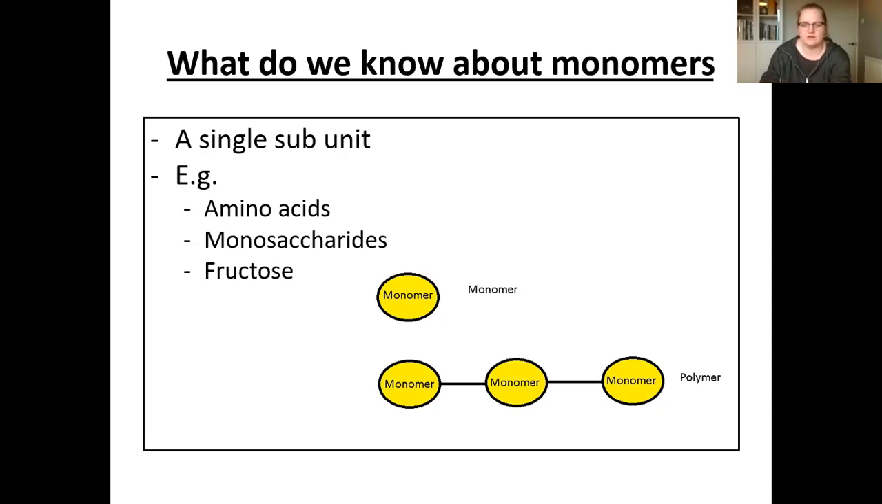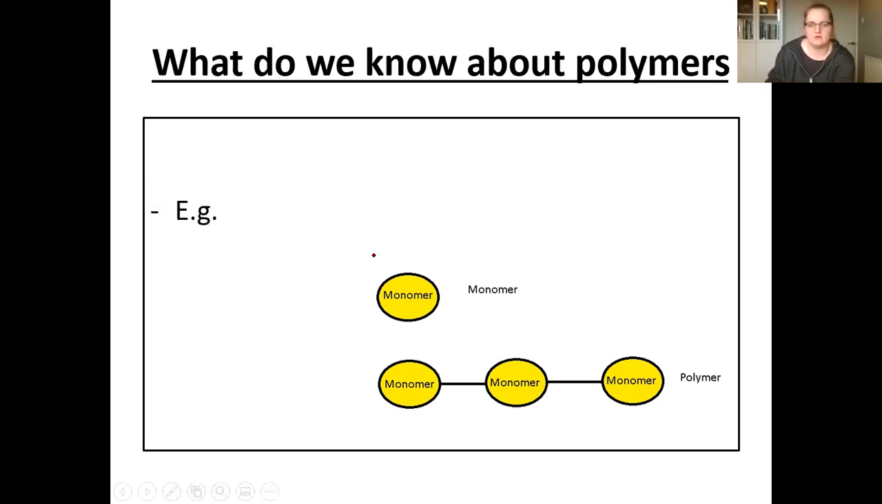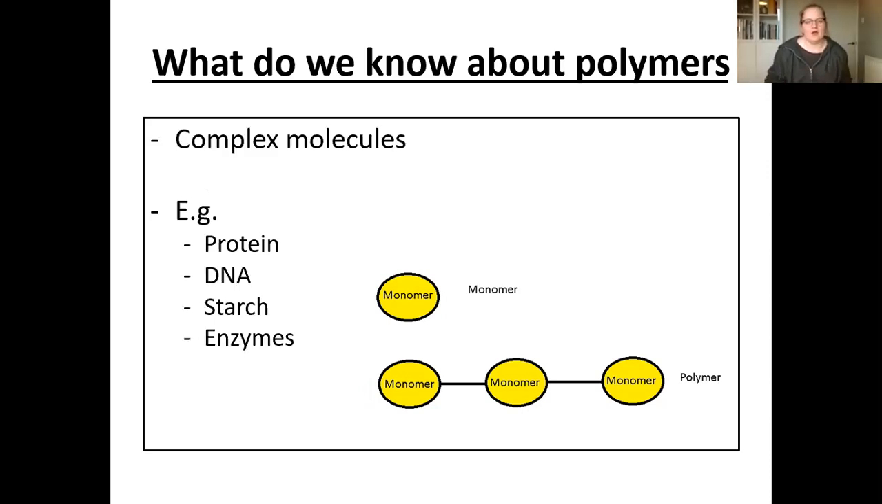So monomers can be joined together, like we've got in this image down here, and they can make a polymer. That is what we're going to look at now. A polymer is a complex molecule. We say it's complex because it's more than just a single subunit. Monomers are simple molecules; polymers are complex molecules, made up of many monomers. For example, the polymer version of amino acids would be proteins.